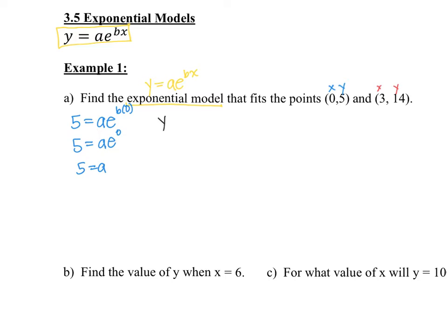So now I know that my equation is going to be 5e to the bx, and I still need to solve for b so I can find the last value in my equation. So I'm going to use the point (3, 14) to solve for b. So let's see, y is 14, 5e to the b times 3, I'm going to say 3b. Okay, now I'm going to solve for b. I'm going to divide the 5 to the other side.